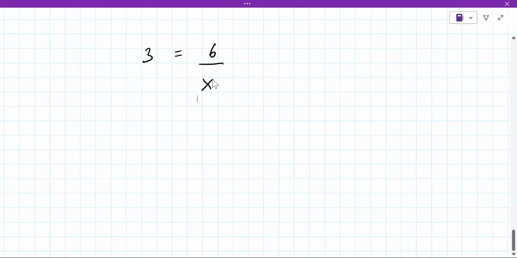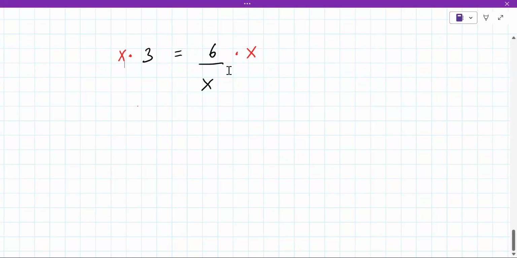So notice the variable is on the bottom now. How do you get the variable out of the bottom? What am I doing here? What did I show in red?